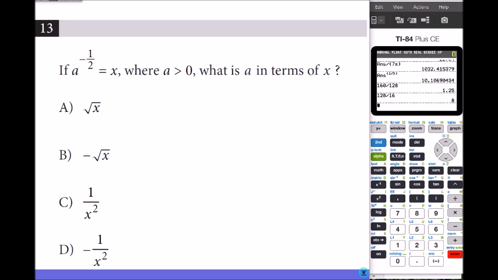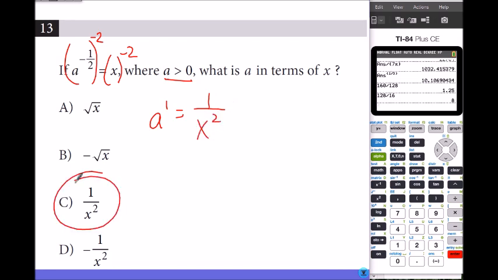13. If A raised to negative 1/2 equals X, where A is positive, what is A in terms of X? So now you're solving for A. How would you get rid of negative 1/2? You can raise it to negative 2 to make it 1. So you raise it to negative 2, which is A raised to 1. When you raise a power by a power, you multiply, and it becomes 1. So X raised to negative 2 is 1 over X squared. Negative means it goes to the other side. So it is this, C.